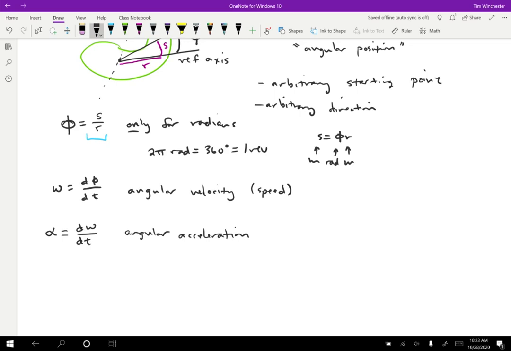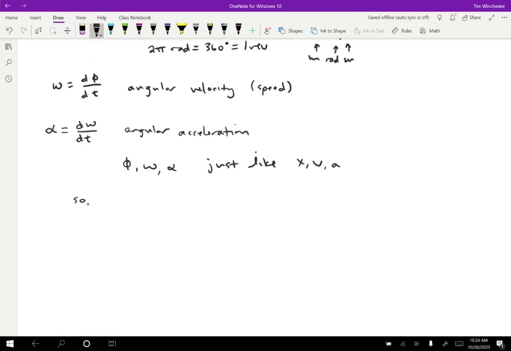They're equivalent terms. Okay, so we're going to come back to these later, but what I want you to notice is that the way we define these, phi, omega, and alpha are just like x, v, and a. So angular position, angular velocity, angular acceleration are just like position, velocity, and acceleration. They have the same derivative relationships between them, which means that any formulas that we had before, we can get rotational versions just by making that replacement.